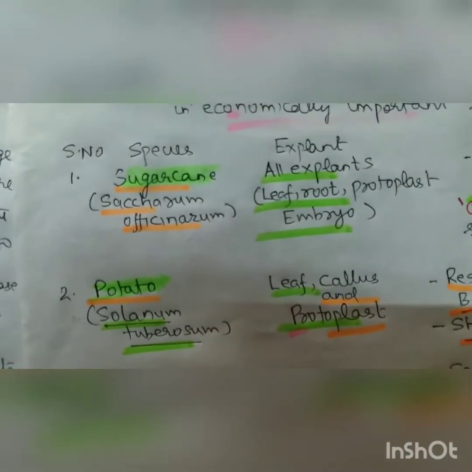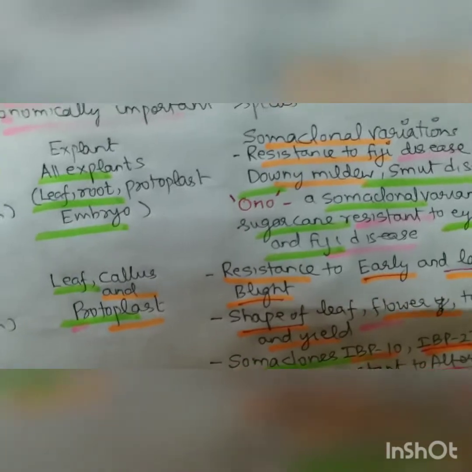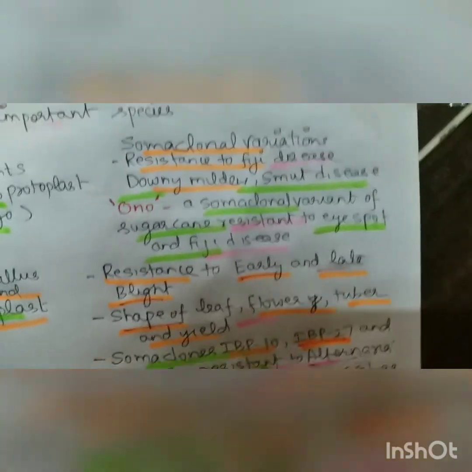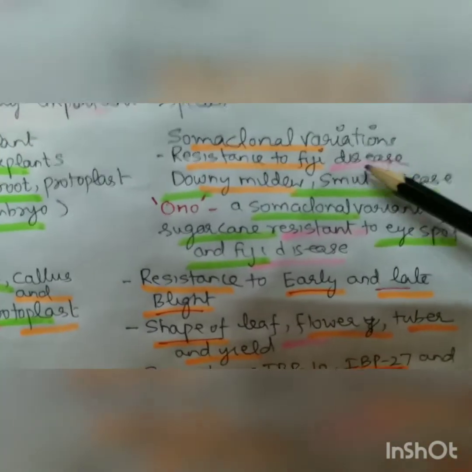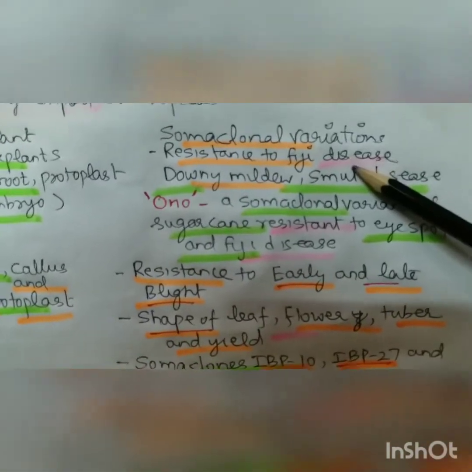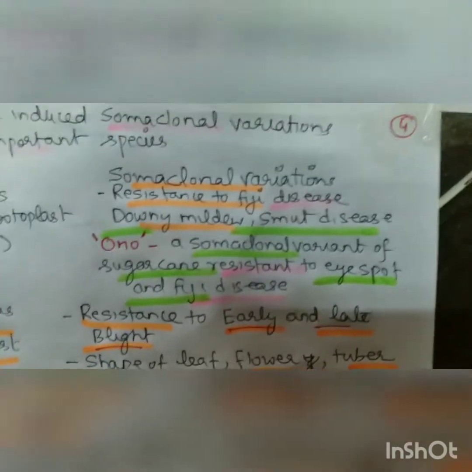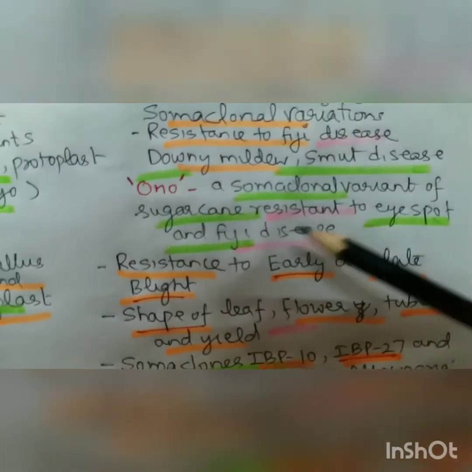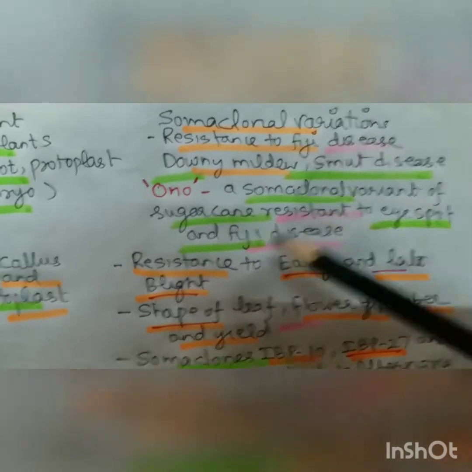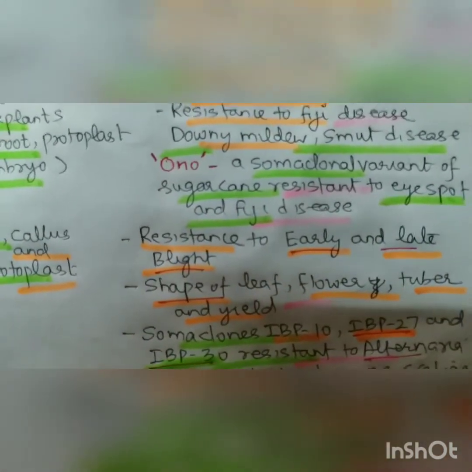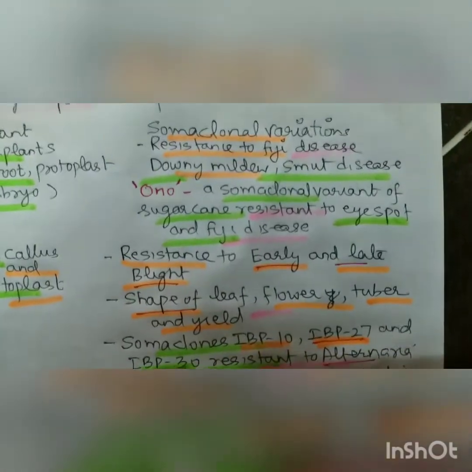Sugarcane, the botanical name is Saccharum officinarum, and the explants used are all explants: leaf, root, protoplast, embryo. From the somaclonal variations we have somaclones which are produced, which are resistant to Fiji disease, downy mildew and smut disease. They cause a devastating effect on sugarcane crops. There is Ono, a somaclonal variant of sugarcane resistant to eye spot and Fiji disease. So this is the best example of that.